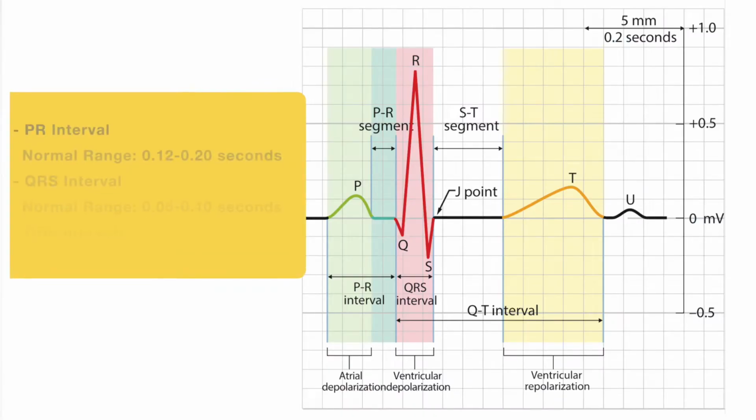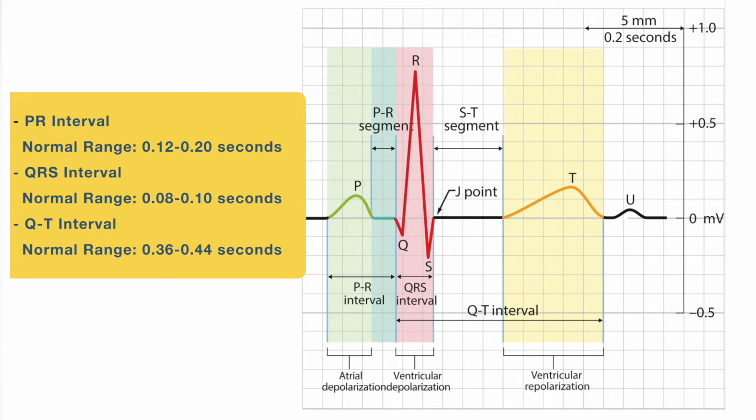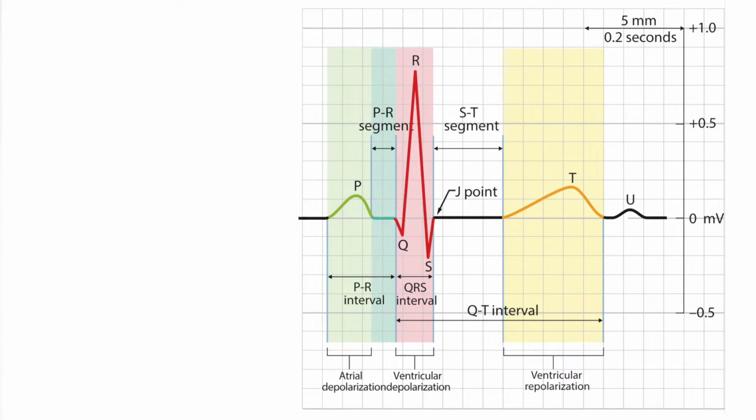The PR interval normal range is 0.12 to 0.20 seconds. The QRS normal range is going to be 0.08 to 0.10 seconds. Your QT normal range is 0.36 to 0.44 seconds. So you do need to keep those in mind because we need to know what's normal to know what's abnormal. Now let's start with looking at some basic EKGs.